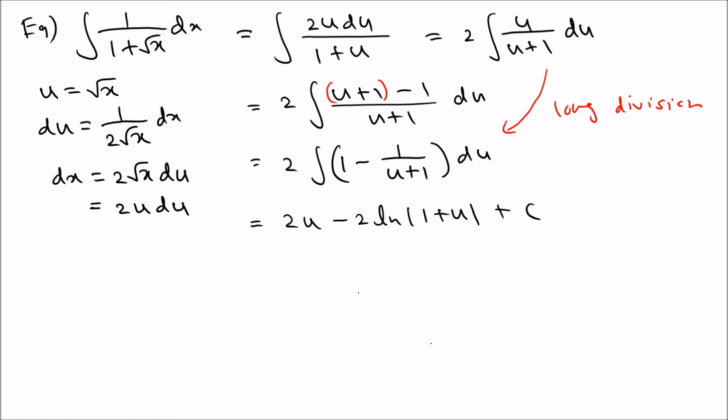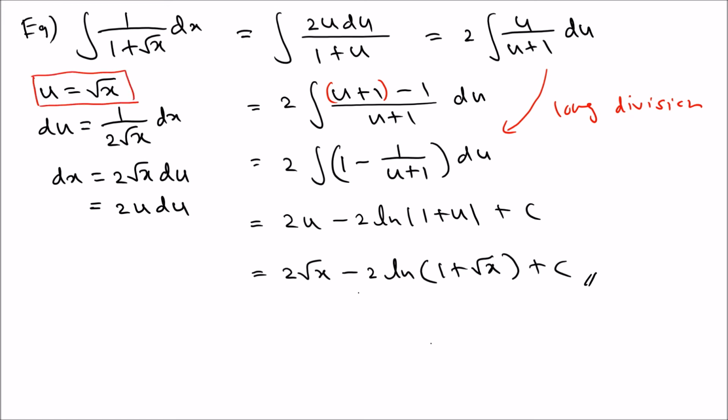Plus c. Now we can substitute for u. If you substitute for u, it is 2 square root x minus 2 ln of 1 plus square root x; since this is positive, you can just write it like that, plus c. So that's the answer for this problem, and you can see you have to use the special substitution, and once you use the substitution, the problem becomes a partial fraction problem. So good. Let's try another problem like that.